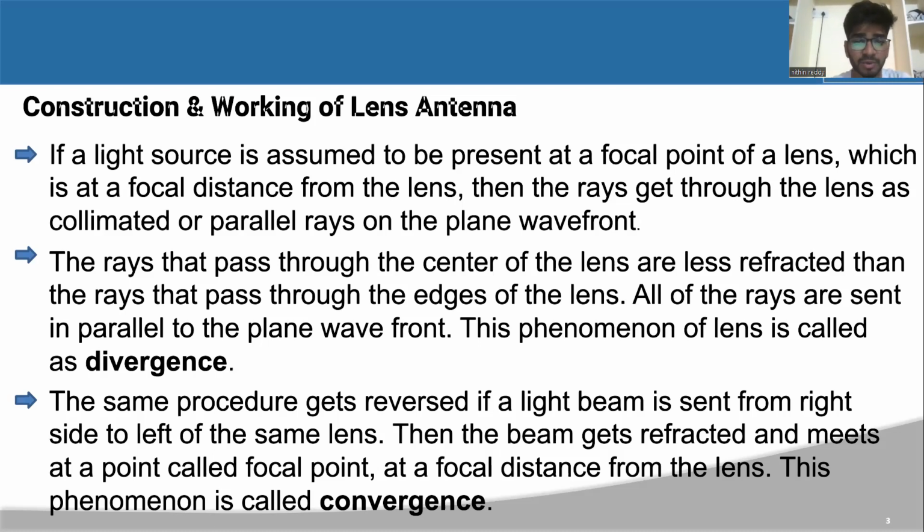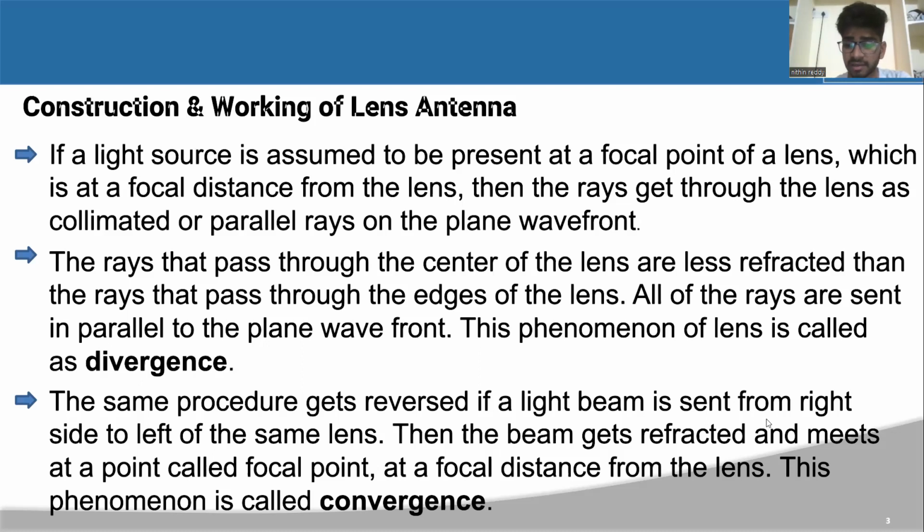The construction and working of lens antennas: if a light source is assumed to be present at the focal point of the lens, at a focal distance from the lens, then the rays get through the lens as collimated or parallel rays on the plane wavefront. The rays that pass through the center of the lens are less refracted than the rays that pass through the edges of the lens. All the rays are set parallel to the plane wavefront, and this phenomenon of the lens is called divergence. And the same procedure gets reversed if a light beam is sent from right to left of the same lens.